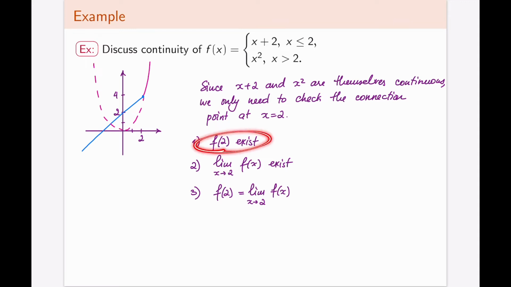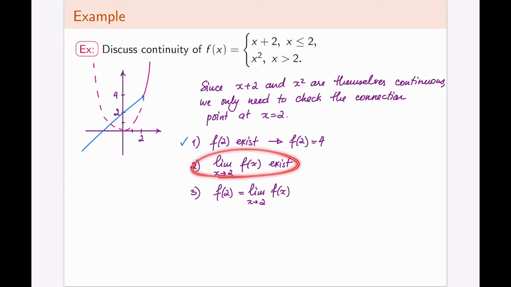Okay, so f of 2, does it exist? Well, what happens if I try to plug in 2 into my function here? I have to look at the cases first. 2 belongs to this case right here because this is where equality occurs. So I would be plugging 2 into this expression and I will get that f of 2 is equal to 4. So yes, it's perfectly reasonable and this certainly exists. So I have passed my first check.